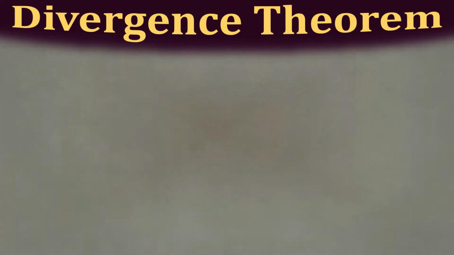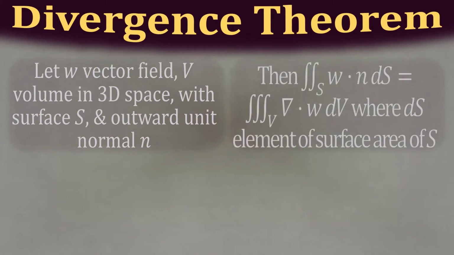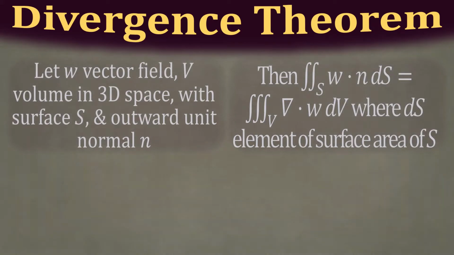Now, let's move on to discussing the Divergence Theorem. Let W be a vector field, V be a volume in 3D space with surface S and outward normal n. Then the double integral of W dot n dS is equal to the triple integral over V of the divergence of W dV, where dS is an element of surface area of S.